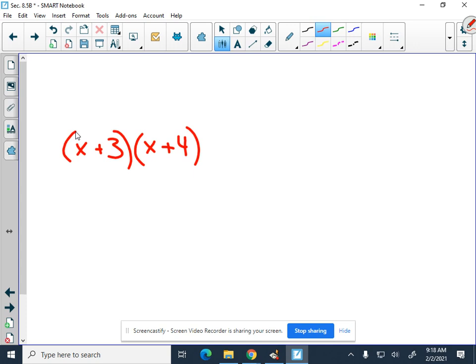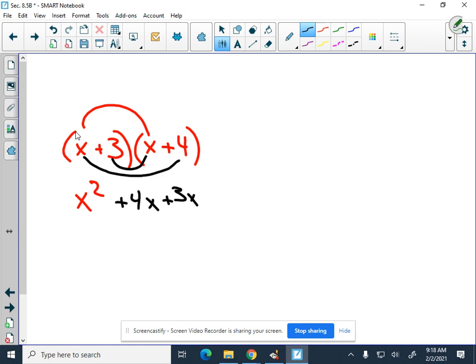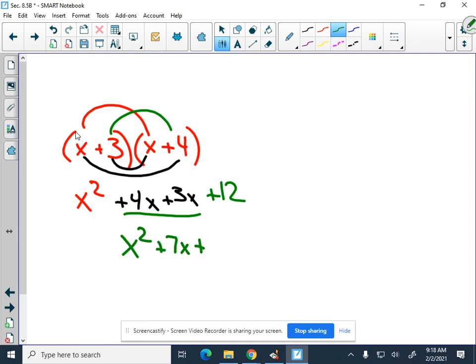It's the distributive property. We take x times x, we get x squared. We take x times 4, we get plus 4x. We then take 3 times x, we get plus 3x. And then we take 3 times 4, we get plus 12. Now what you notice is those two are like terms. So those two, we get x squared plus 7x plus 12. Now that is what we call multiplying.